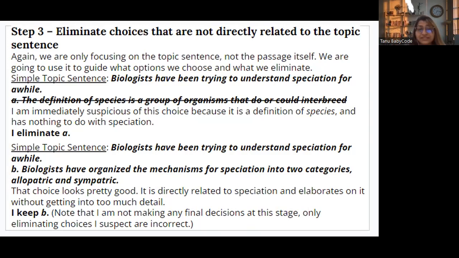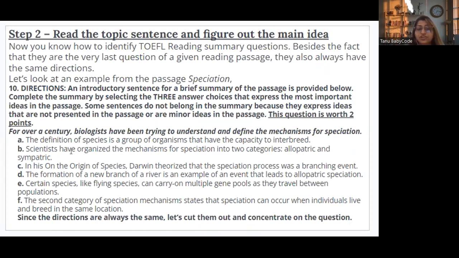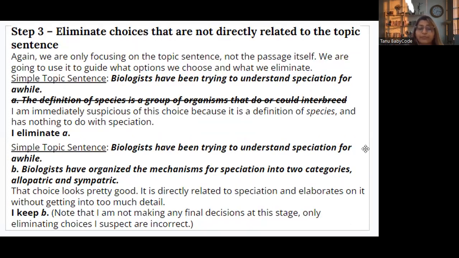Now, see here, the first one: the definition of species is a group of organisms that have the capacity to interbreed. Do you think it can be the one related to the topic sentence? No, because it is talking about the definition of species, and that has nothing to do with speciation. There is nothing related to speciation, because it's all about the definition of species. So I'm going to eliminate A.